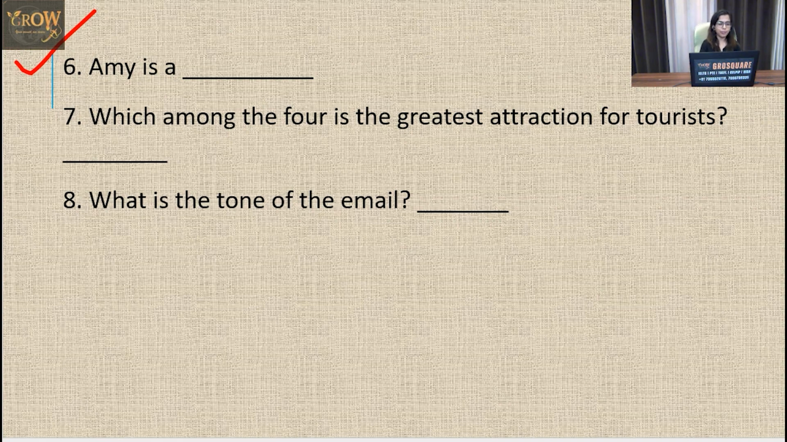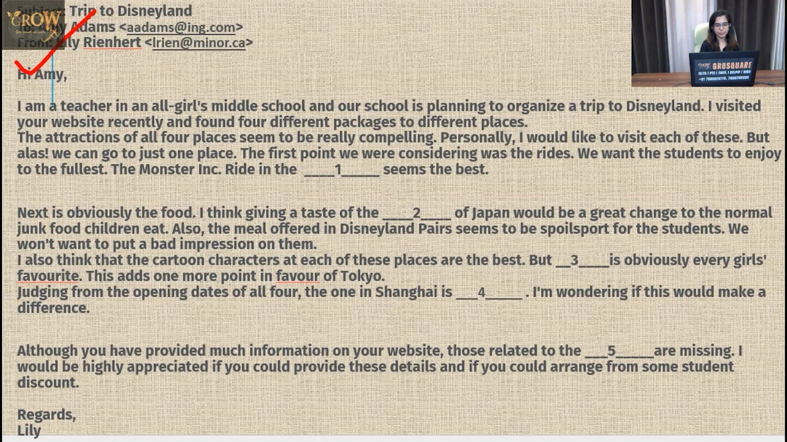For example, we can read this email. This email has been written to Amy, and they are saying that I am a teacher in an all girls middle school and our school is planning to organize a trip to Disneyland. I visited your website recently and found 4 different packages to different places. Why are we visiting her website? Because of the traveling part, right? So this is very simple, that what she can be, right?